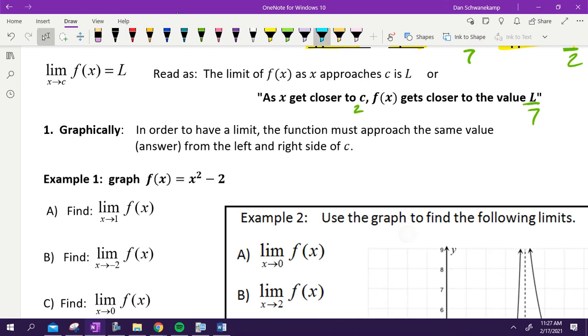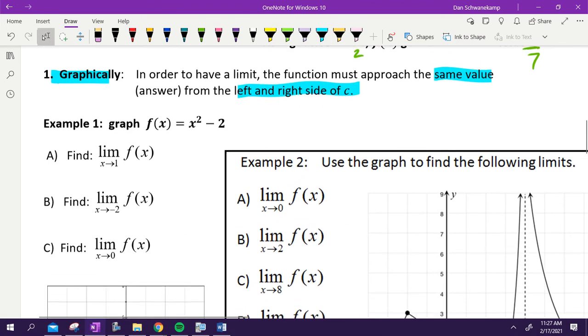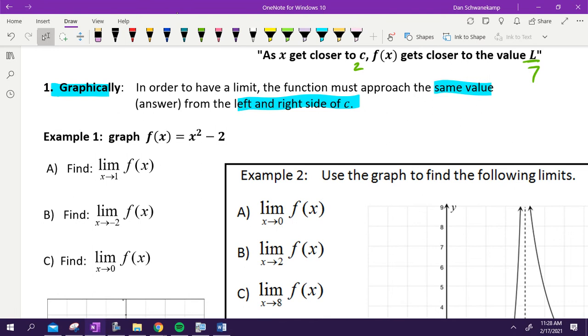First thing we're going to do today is look at this thing graphically. In order to have a limit, the function must approach the same value from the left and the right-hand side of c. That's what we're looking for. All right, so let's look at example 1, the example over here in the corner. We are first going to go ahead and graph x squared minus 2.